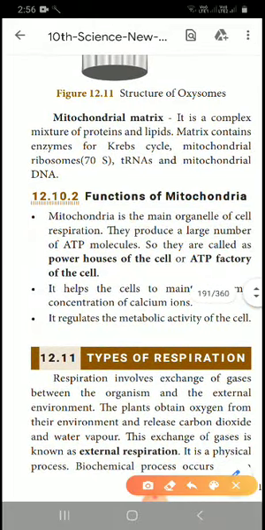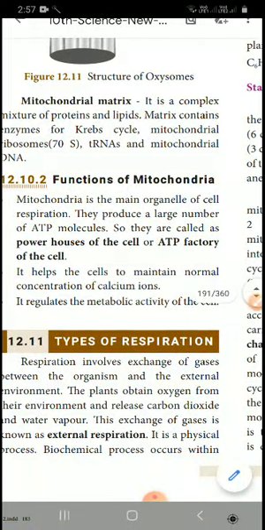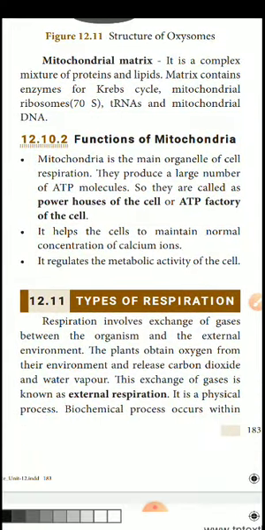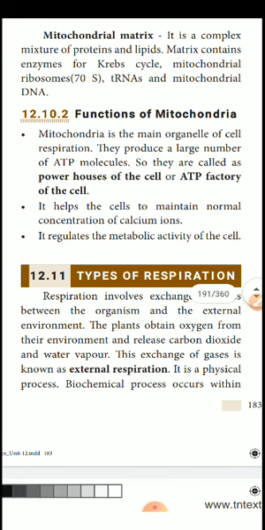Next important question is the function of mitochondria. Mitochondria is the main organ of cell respiration. They produce a large number of ATP molecules, so they are called the powerhouse of the cell. It is the ATP factory of the cell. It helps the cells to maintain the normal concentration of calcium ions. This is the second point. It regulates the metabolic activity of the cell.